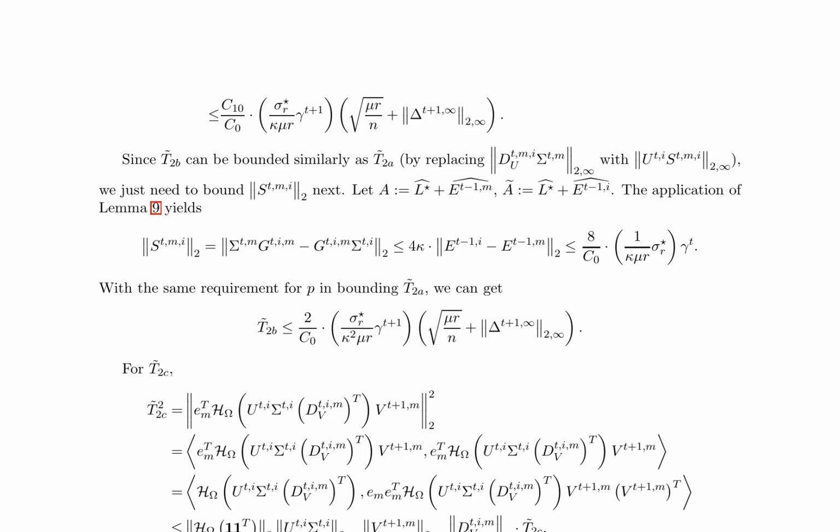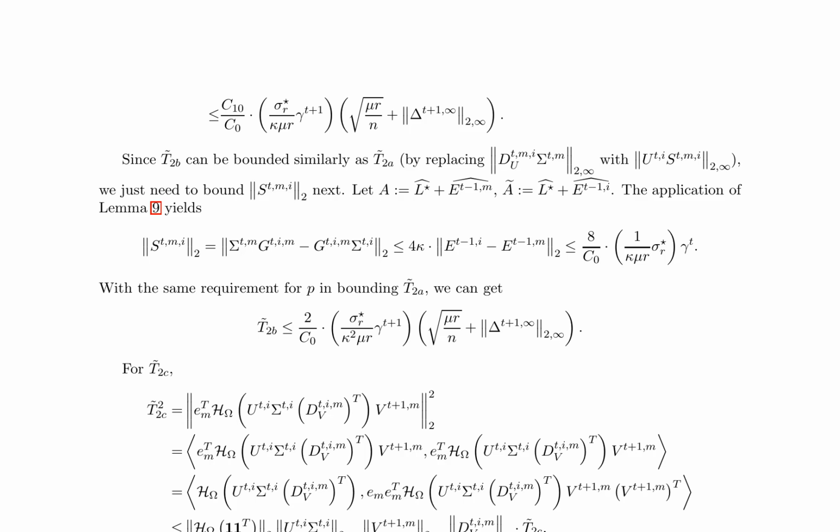Bounding T2 involves expressing LT,M LT,I as the sum of four terms, and then bounding each term separately. The bound for T2 is derived as ETMH,I omega,dt,m,I U sigma t,m vt,m t vt plus 1,m 2, which is further simplified to C10 C0 sigma star operator r kappa micro r gamma t plus 1 square root micro r n plus increment t plus 1, infinity 2, infinity.